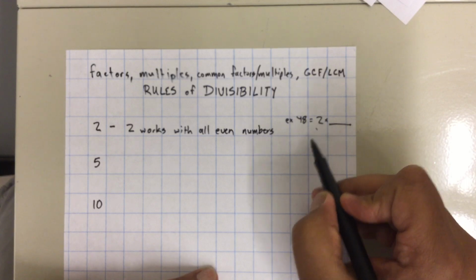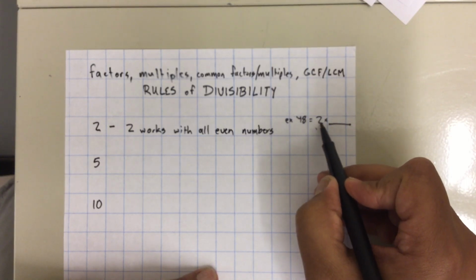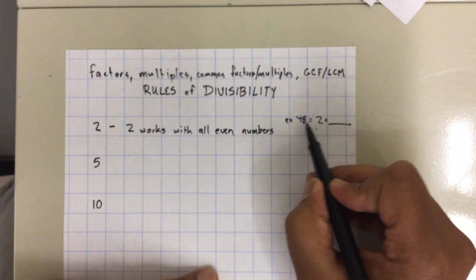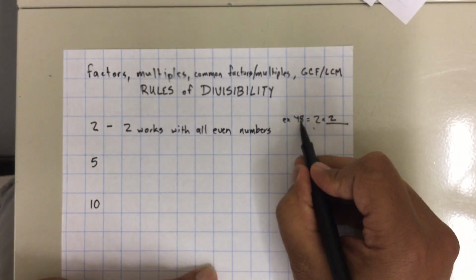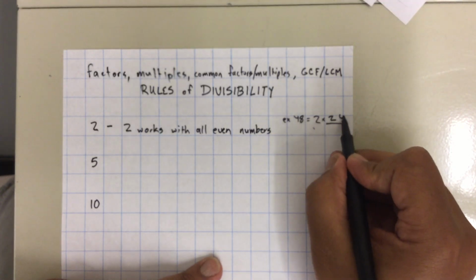What I like to do instead of sitting there and doing division is try to use multiplication and say 2 times what equals this 4 in the tens place, that will be a 2, and 2 times what equals this 8 in the ones place, that'll be a 4.